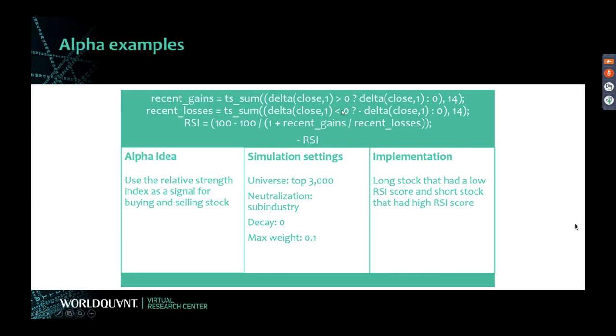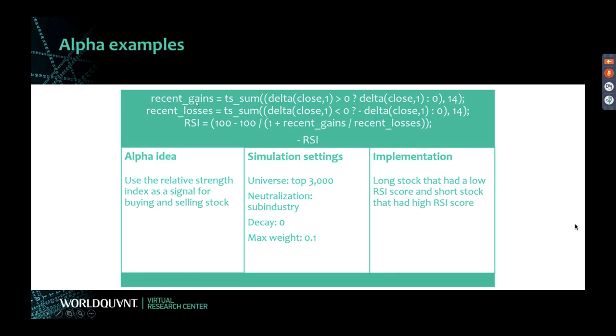And if the price goes up, it's 0. Also over the last 14 days. And then the RSI in this example would be 100 minus 100 over 1 plus recent gains over recent losses. So this will give you a value between 0 and 100. And our alpha is simply minus RSI. So it's a kind of reversion around this RSI indicator.